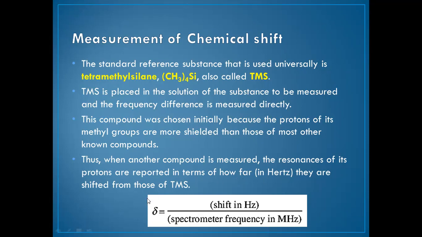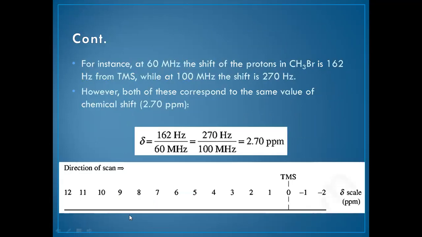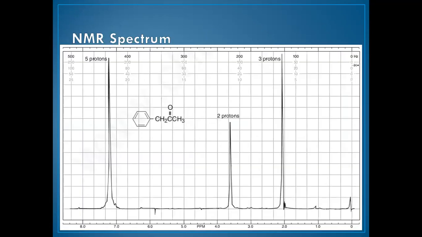So, this is a formula. Delta is equal to the shift in hertz divided by the spectrometer frequency in megahertz. This is the formula of chemical shift. For instance, at 60 MHz, the shift of the proton in bromomethane is 162 Hz from tetramethylsilane, while at 100 MHz, the shift is 270 Hz. However, both of these correspond to the same value of chemical shift, which is 2.70 parts per million. And this is a graph of an NMR spectrum.